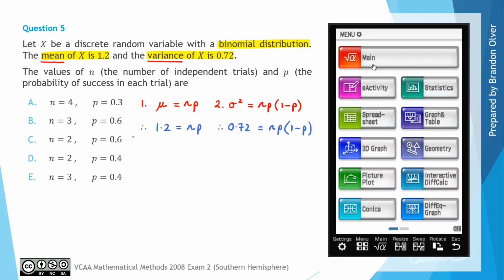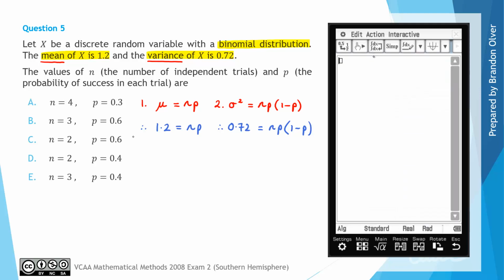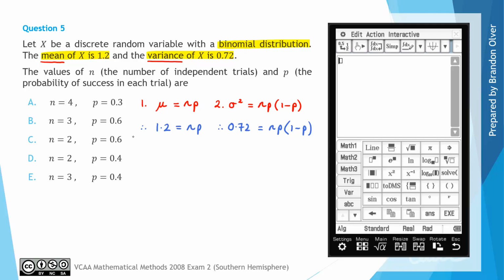On the CAS calculator, go into the main menu. Next, we want to solve a set of simultaneous equations, so clicking on the keyboard button, we can bring up Math 1 and then select the simultaneous equation solver.